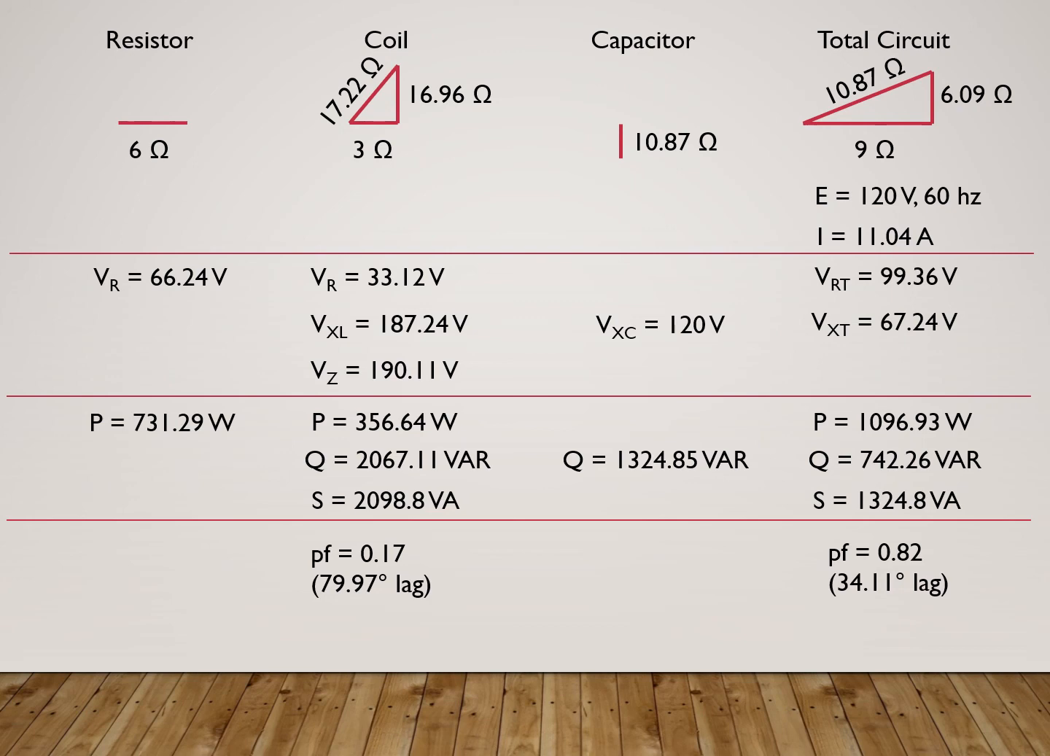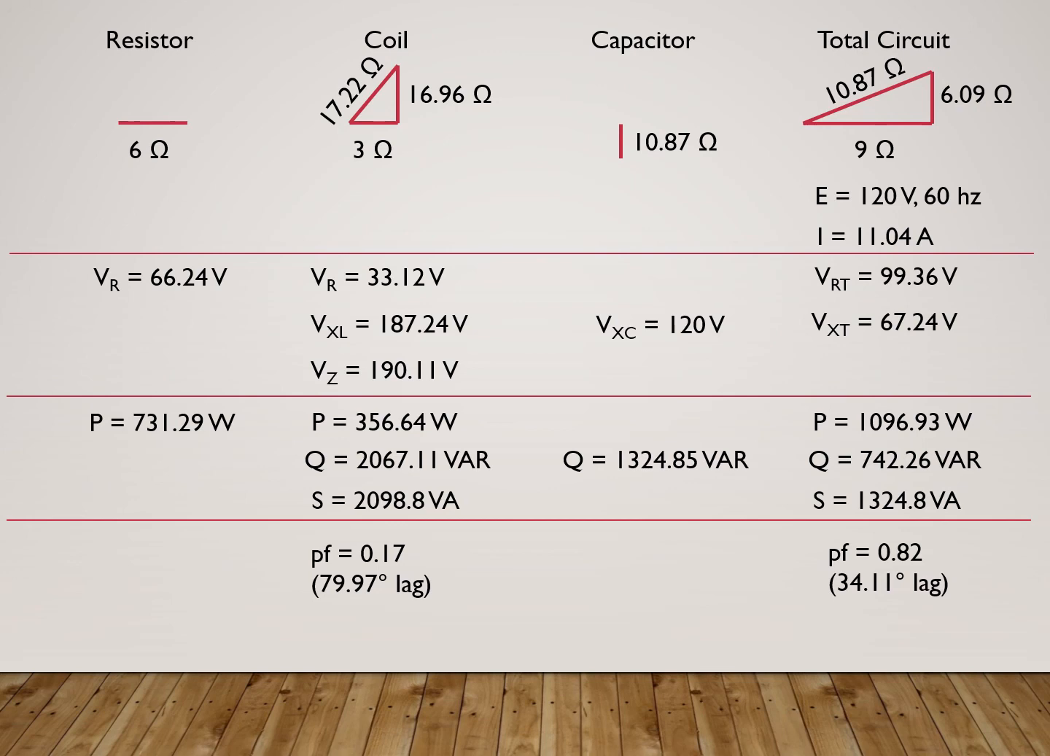So for my coil, I have a power factor of 0.17, sorry. That gives me an angle of 79.97 degrees. So we're almost at 90 degrees. However, for my total circuit, my capacitor has been able to bring that down significantly. So now my power factor is 0.82, and my operating angle for my total circuit is 34.11. If you really want to know, remember that the resistor has an operating angle of 0 degrees, power factor 1. Capacitor has an operating angle of negative 90 degrees, power factor of 0.